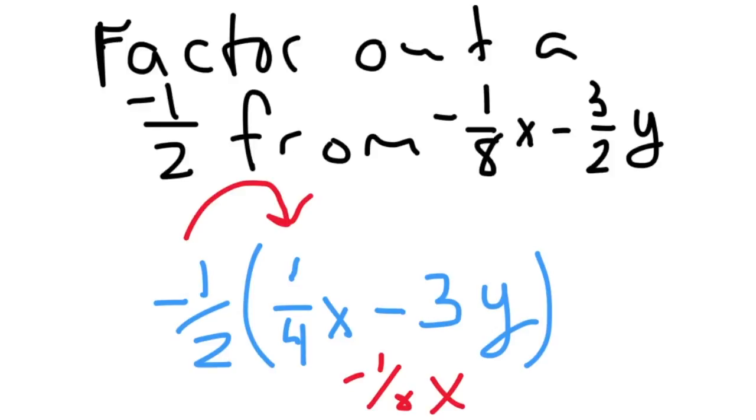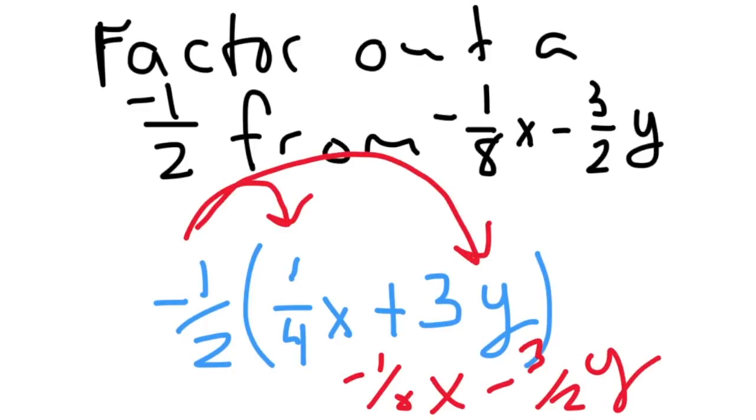That means there's a mistake. I should have written plus 3y. Now when I distribute negative half to 3y, I will get negative 3/2 y, which matches the original expression.